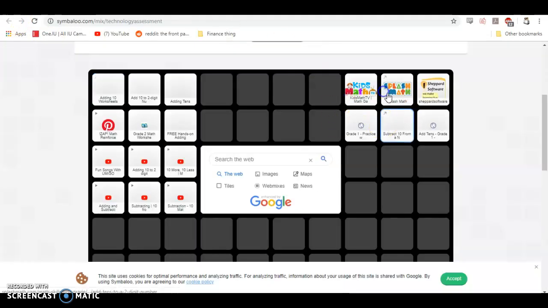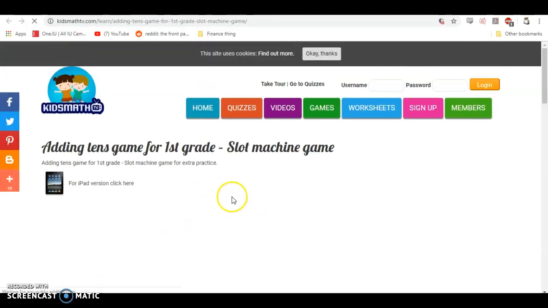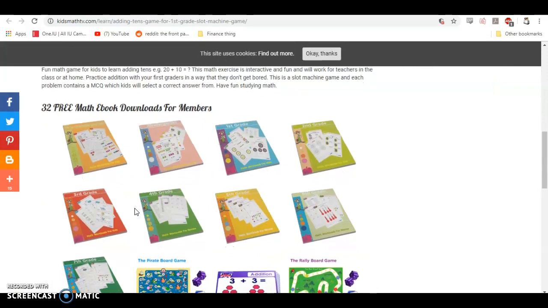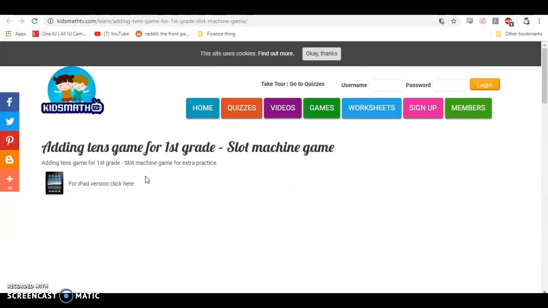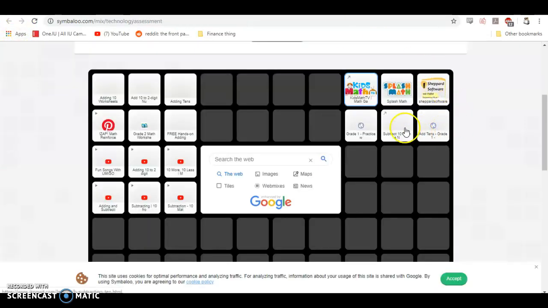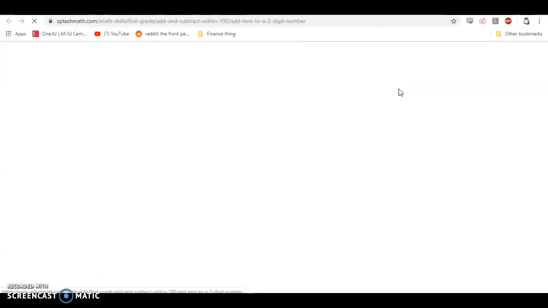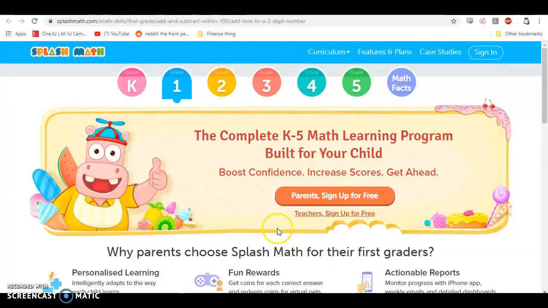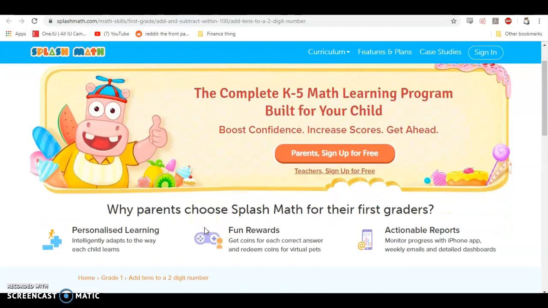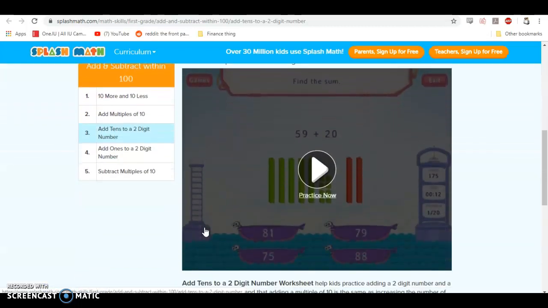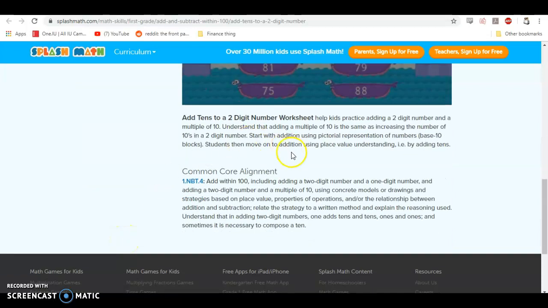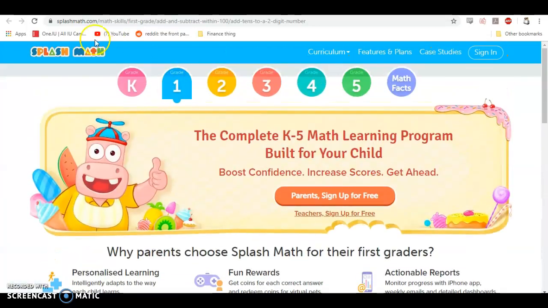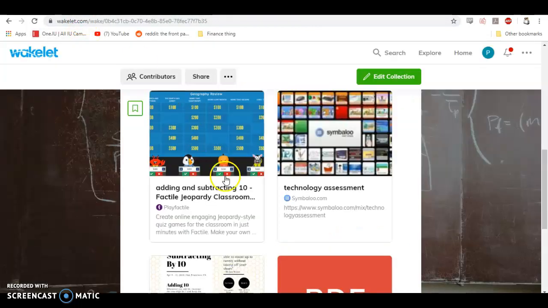Over here we just have some games. There's Kids Math TV games where it's an adding 10s game for first grade. It's the slot machine game. They've got a lot of free printables on this website. You can get iPad apps. Here we have Splash Math, and this one is adding multiples of 10 to a 2-digit number. It has worksheets that align with the games that they're playing, which is a really cool resource.